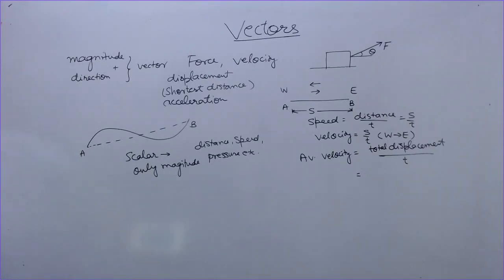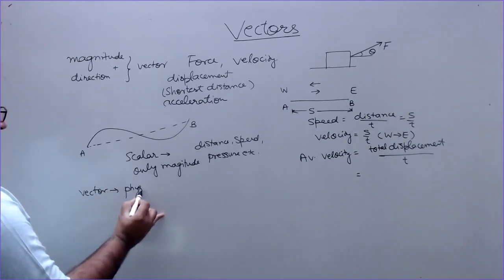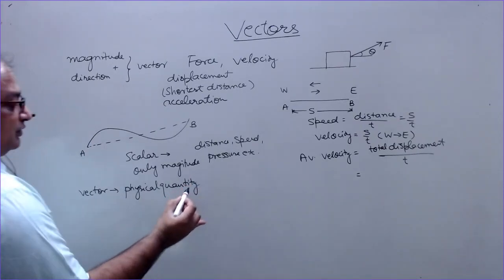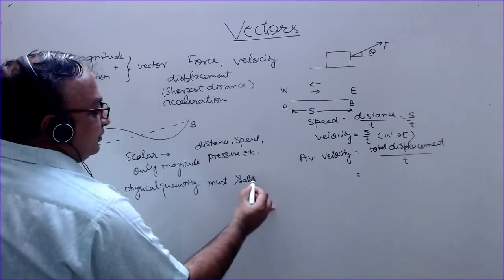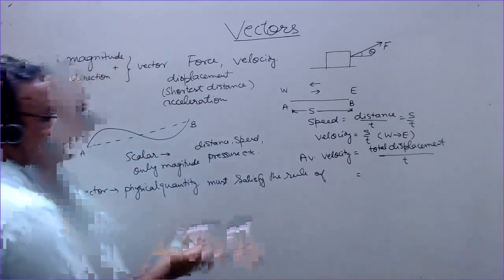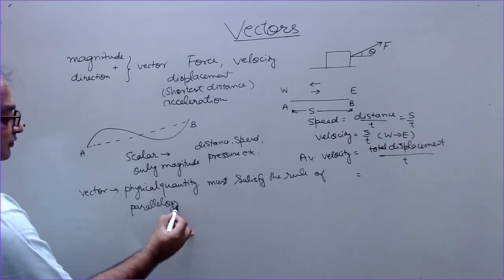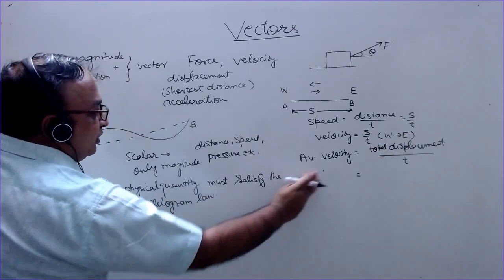Now, one thing you should know is that to qualify as a vector, the physical quantity which is termed as a vector must follow or satisfy the rule of vector addition, like parallelogram law, must satisfy the parallelogram law, etc.